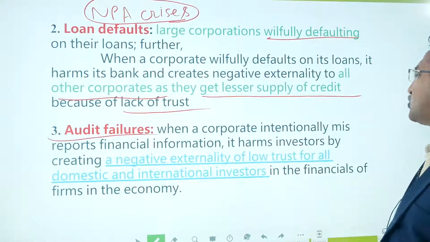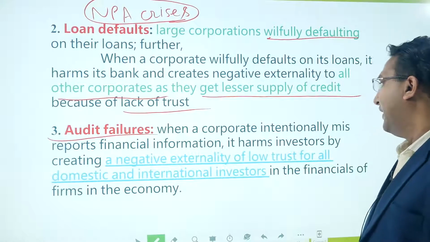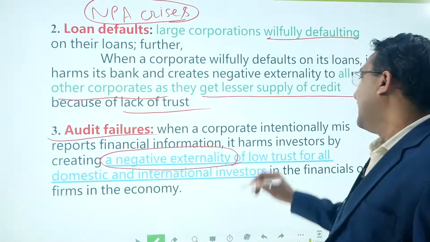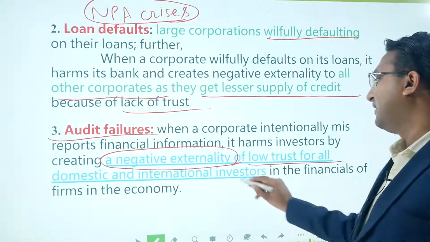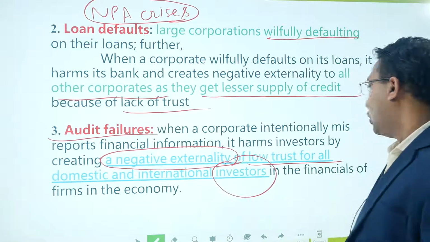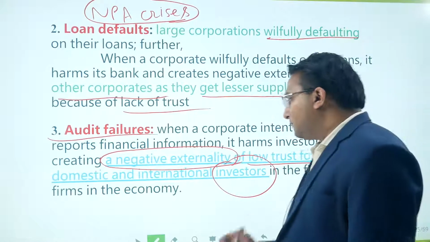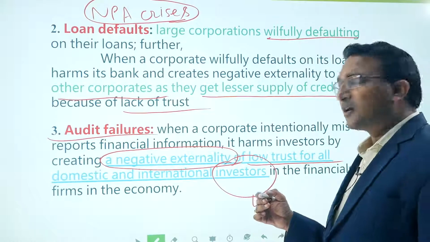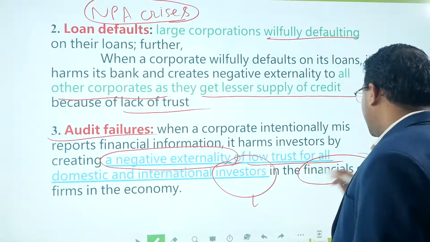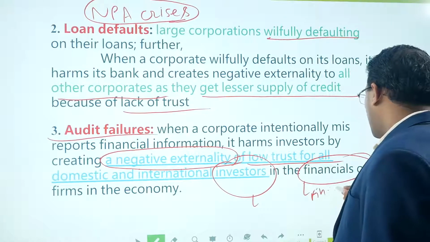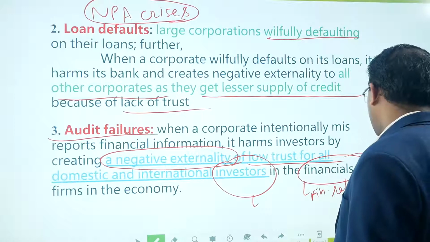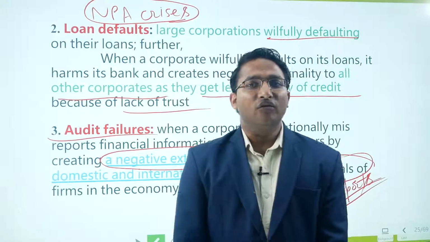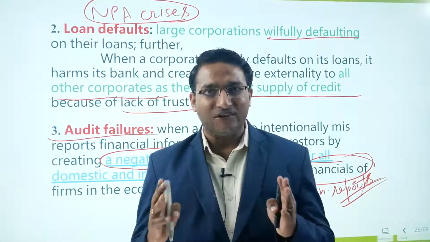So when a corporate intentionally misreports financial information, it harms investors by creating a negative externality of low trust for all the domestic and international investors in the financials of the firms in the economy. The foreign and domestic investors will reduce their trust in the financials. Financials means the financial reports like balance sheet, profit and loss account, annual report.